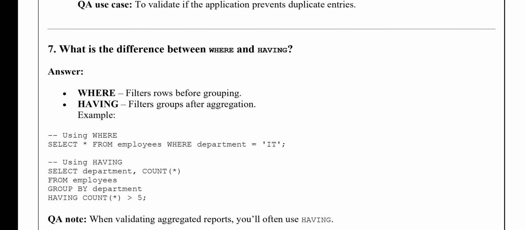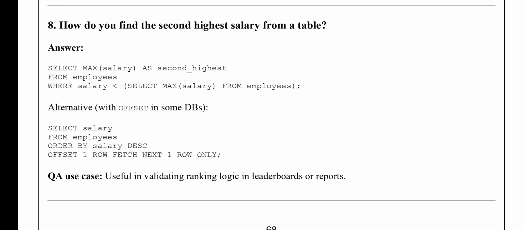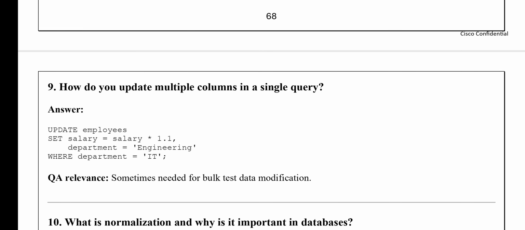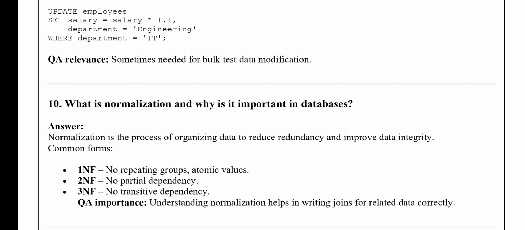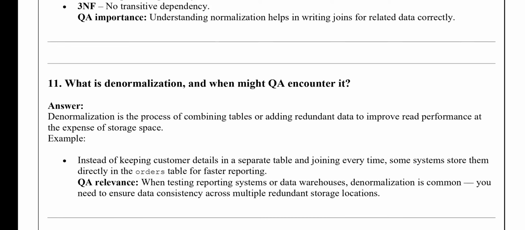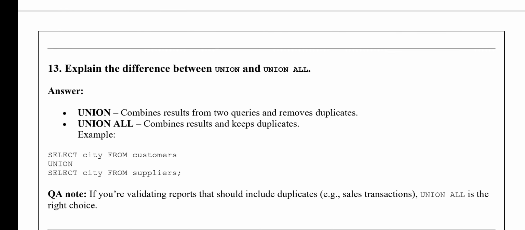Difference between where and having clause. How do you find the second highest salary from a table? How do you update multiple columns in a single query? What is normalization and why is it important in databases? What's denormalization? How do you get the count of rows without using count of star?